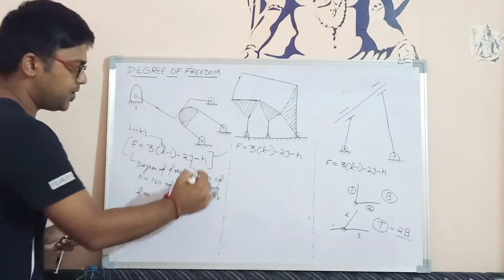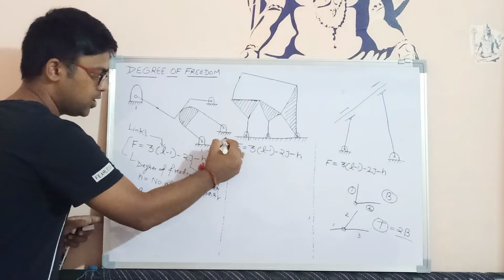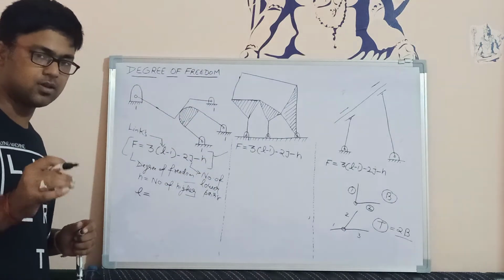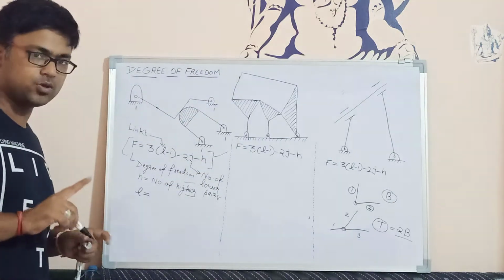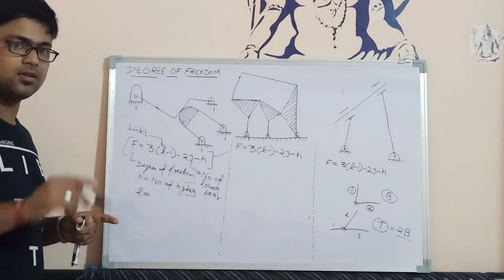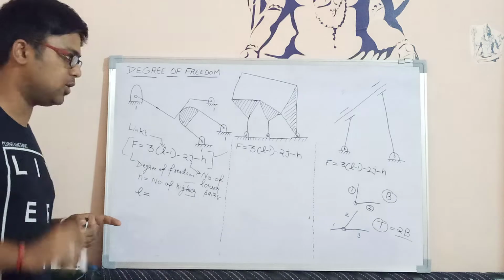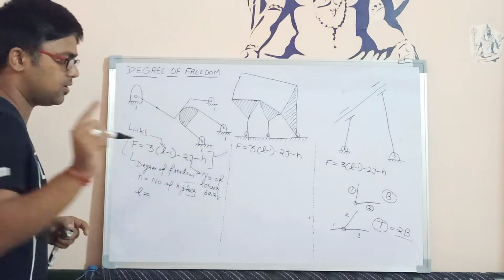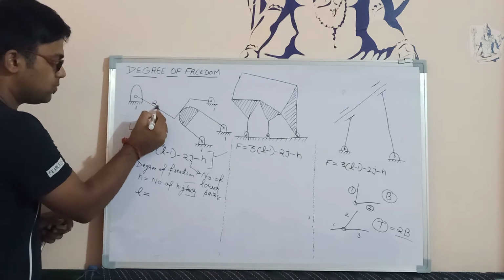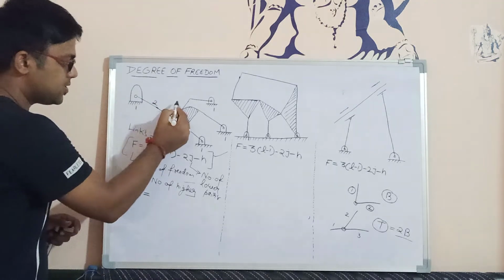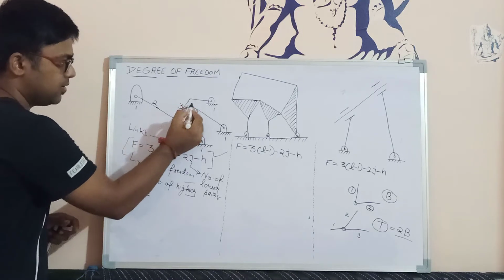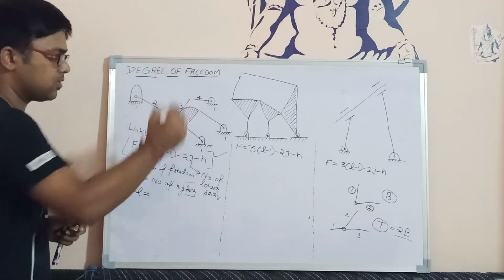All the links which are fixed are going to be given as number 1, because they cannot have relative motion with respect to each other. All the fixed links must be treated as a single link only. So all the fixed links are link 1. Clear? This is going to be my link 2. This is my link 3. This is going to be my link 4.